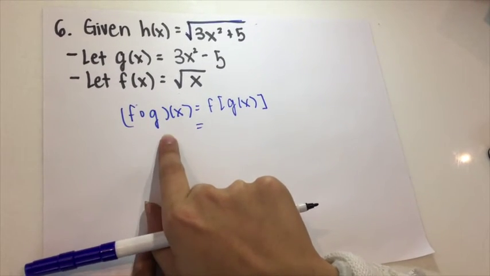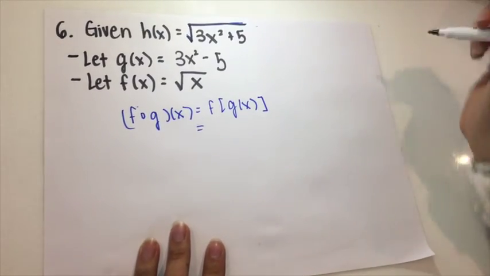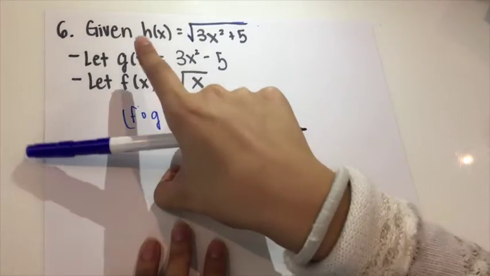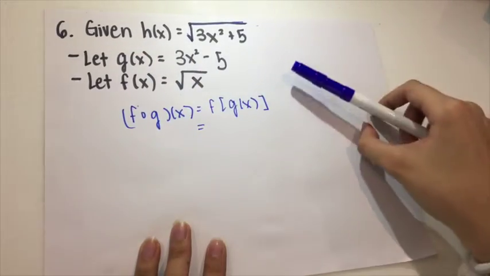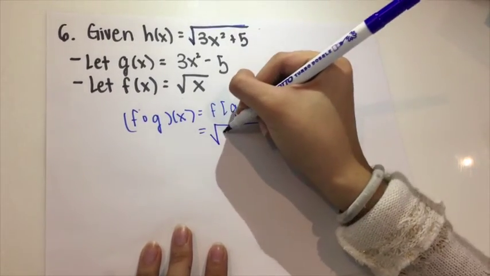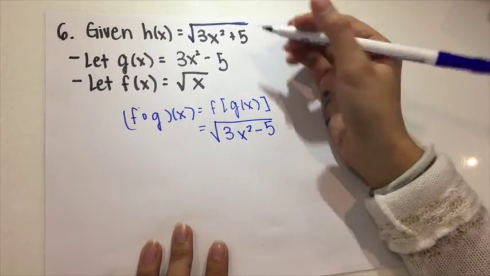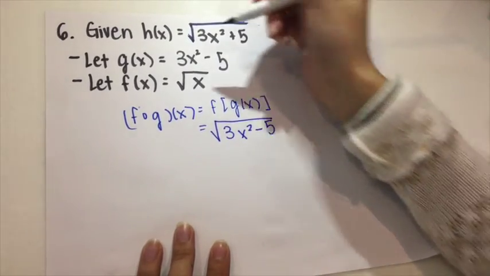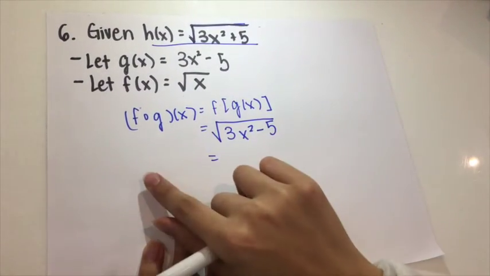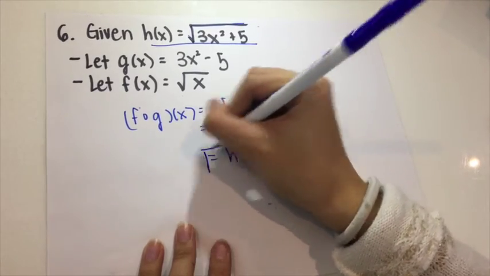Okay, so f of g of x can be written like this according to our formula. Now, we're going to replace the x value of f of x with g of x. So, it can be written as square root of 3x squared plus 5. And since this is exactly the same as our given, we know that f of g of x will be equal to h of x. And that's your answer.